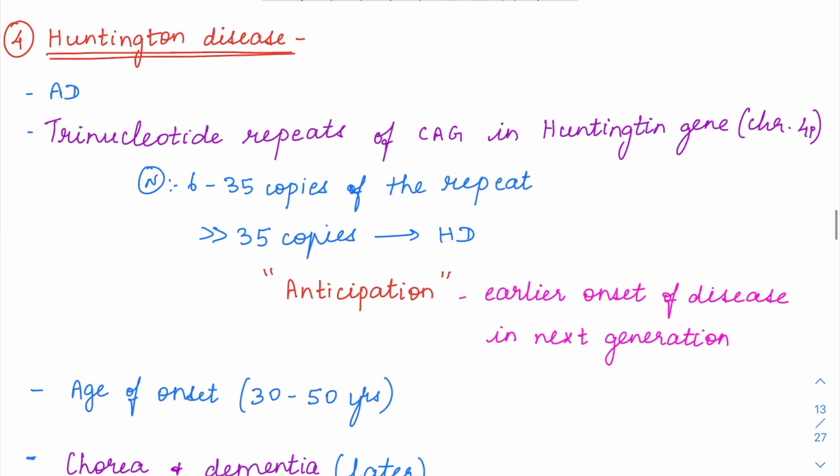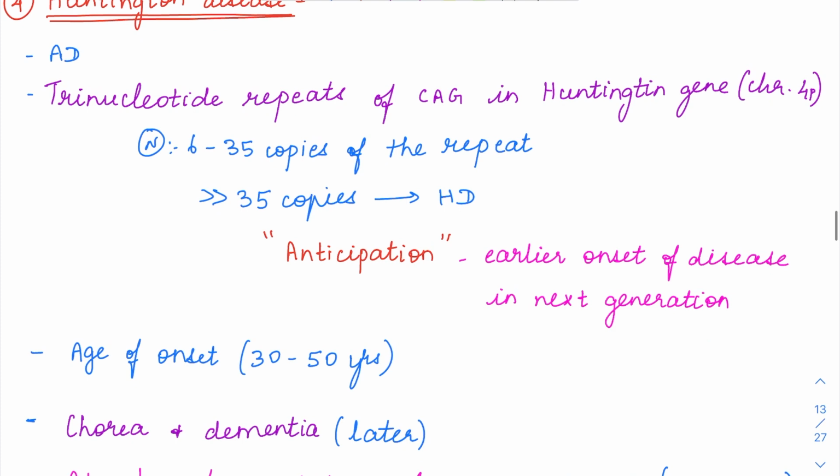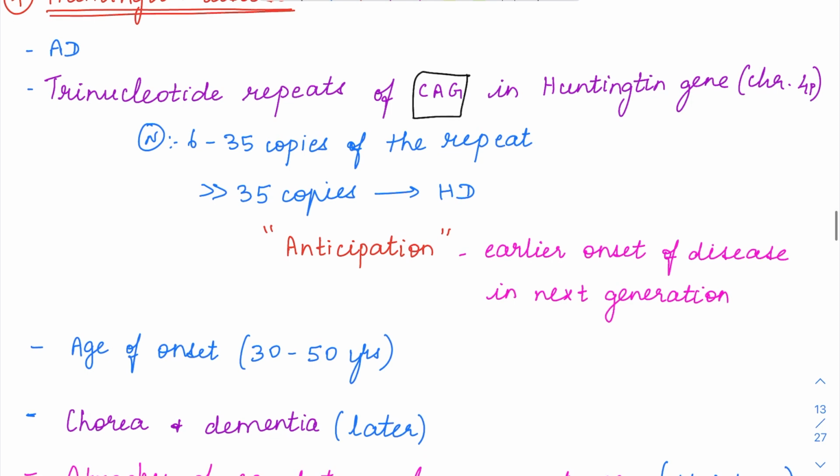The next neurodegenerative disease will be Huntington's disease. In Huntington disease, you are going to have trinucleotide repeats. It was an example of trinucleotide repeats, right? So here the repeats will be of CAG. The gene involved here will be the Huntington gene, chromosome 4p. In the Huntington gene, you are going to have the repeats of this CAG.